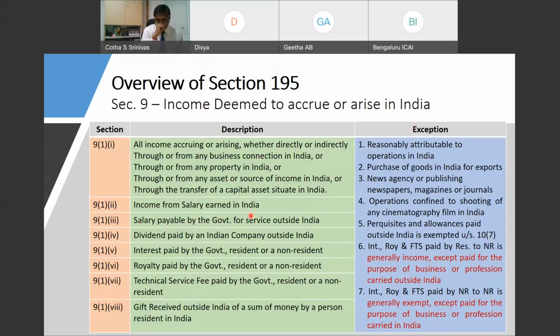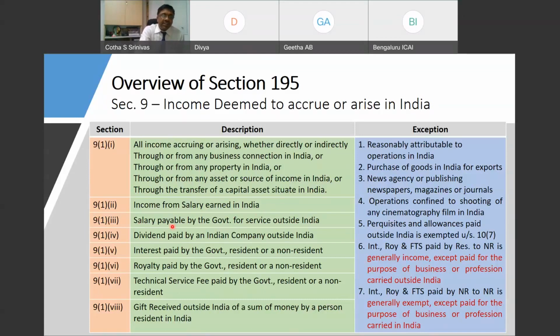In case of a non-resident, if he earns any income in India, that is considered as a salary income. So that will also be considered as income deemed to accrue or arise in India. But salary income, as we have understood, will not be chargeable to TDS under section 195. The TDS provisions as per section 192 will be applicable.